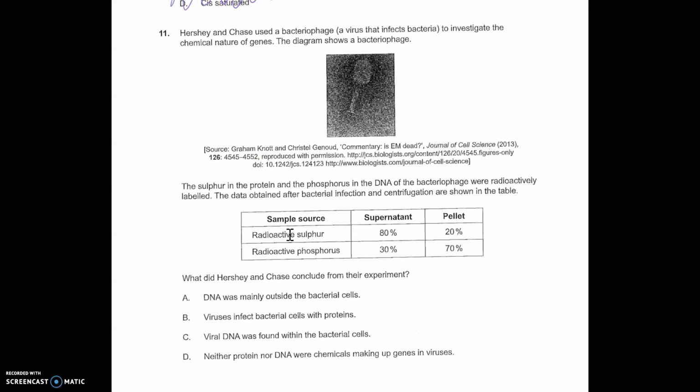In question 11, you can't really see the picture, but you don't need to because the picture is irrelevant. It's asking, what does Hershey and Chase conclude from their experiment? Did they conclude that DNA was mainly outside bacteria? No. Or that viruses infect bacterial cells with proteins? No. That viral DNA was found within bacterial cells? Yes. That neither protein nor DNA chemicals were making up genes in viruses? No. So the answer there was C.